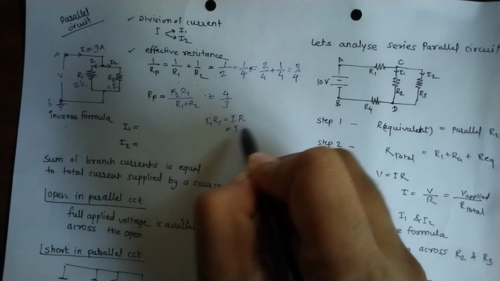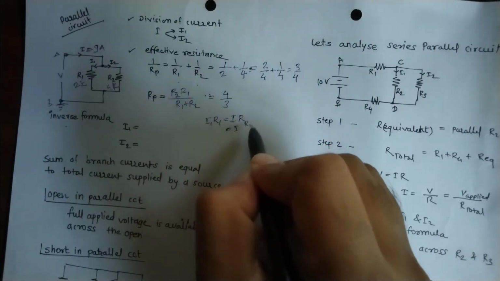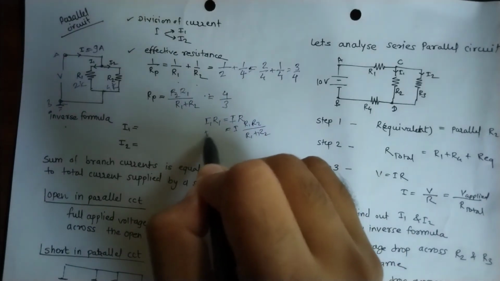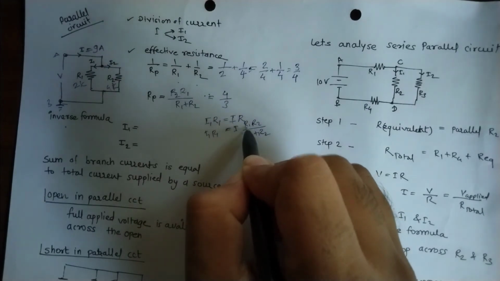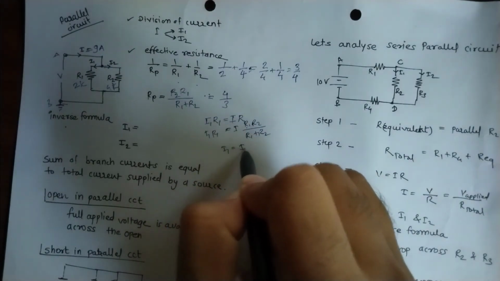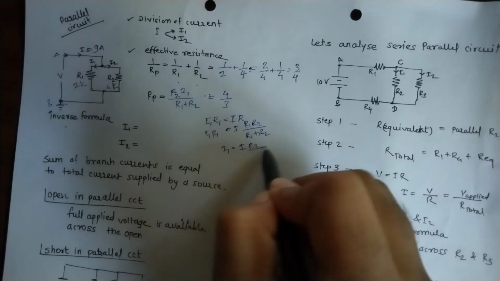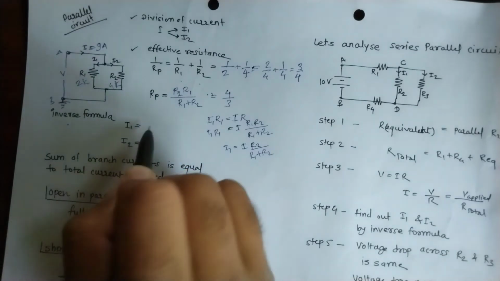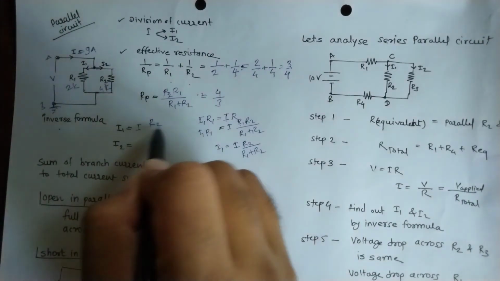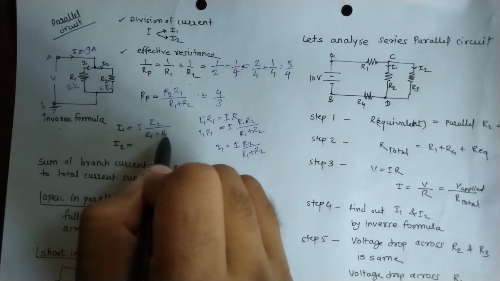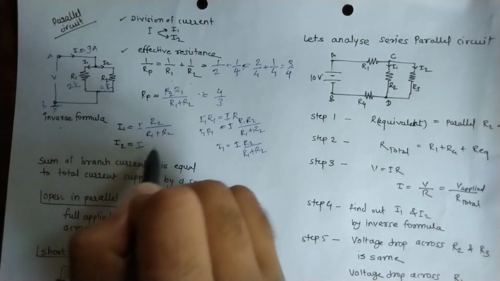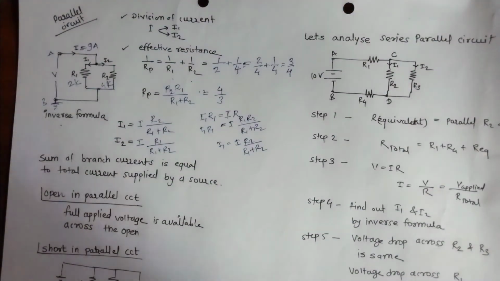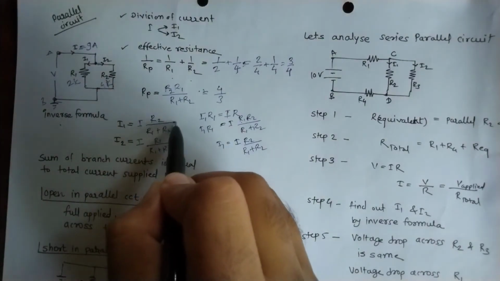I into Rp, so Rp is R1 R2 divided by R1 plus R2. So the R1 gets cancelled, right? So I1 is equal to I into R2 divided by R1 plus R2. So here the formula will become I into R2 divided by R1 plus R2, and here I2 is I into R1 divided by R1 plus R2.